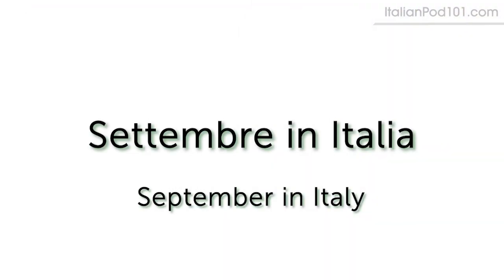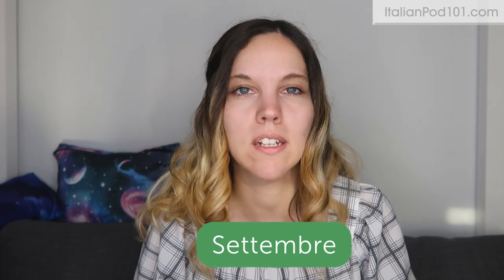Settembre in Italia. I know this is a tricky one because sette means 7 in Italian, so I know this makes you think of July, but actually it's September, so the 9th month of the year. September in Italy is still quite warm, actually, and a lot of people still take vacations and have their first holidays, actually, sometimes.